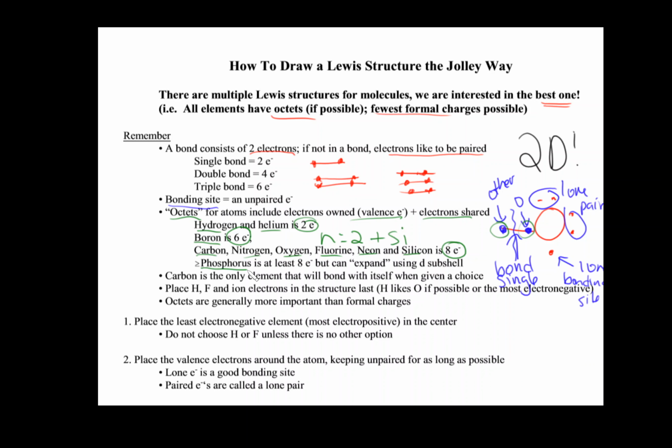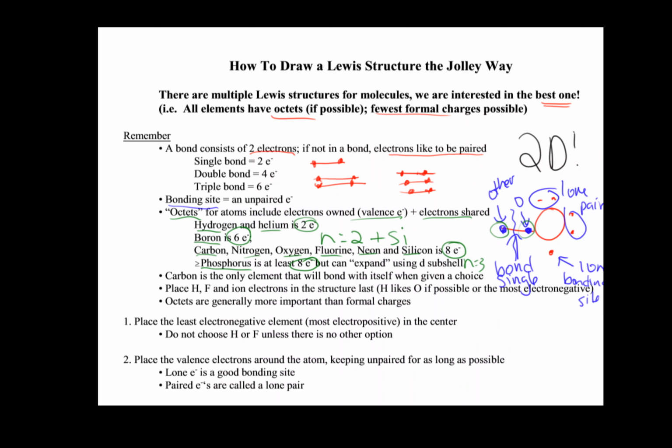And then phosphorus, and anybody larger on the periodic table, has to have at least 8, but they can expand because they have the D subshell. So anybody in the N equals 3 and on can expand. So why can't silicon? Silicon doesn't have enough protons in its nucleus to expand very well.